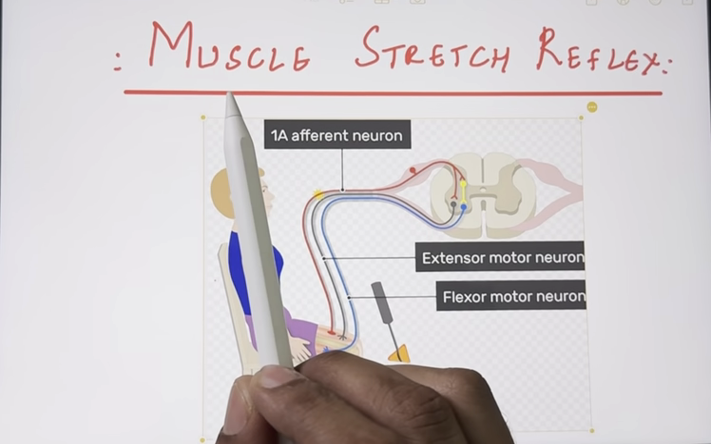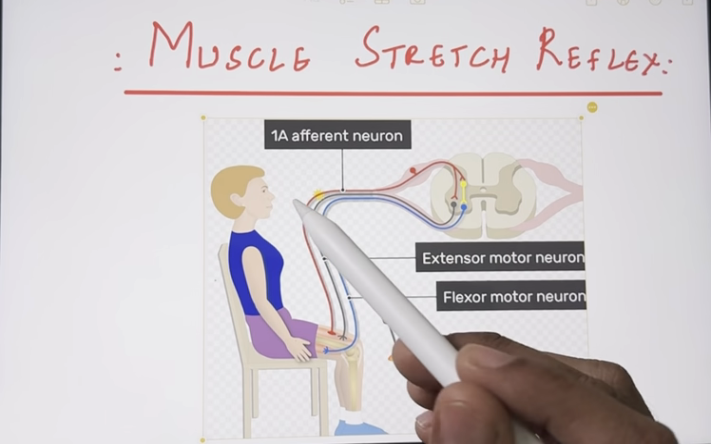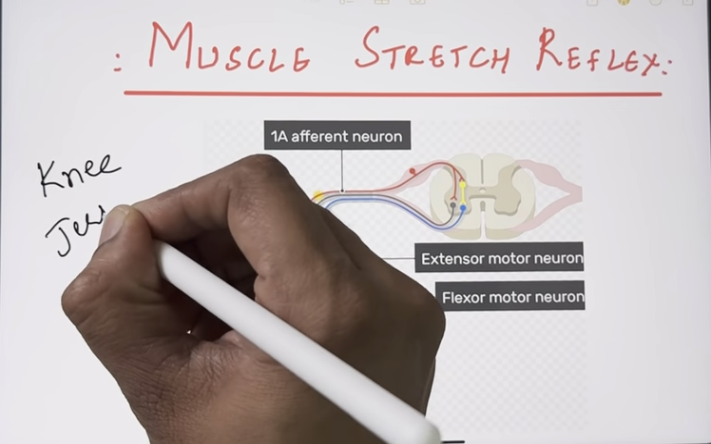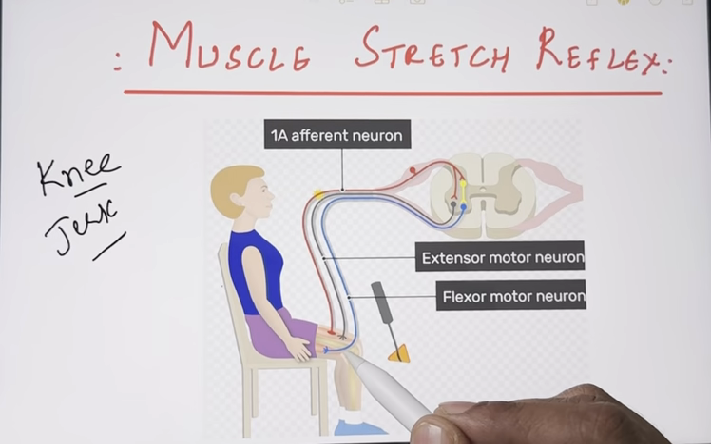Hello friends, today we will discuss the muscle stretch reflex. We will take the example of the knee jerk. This is a muscle stretch reflex. How does it take place?